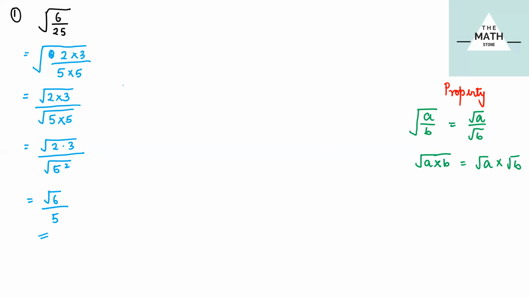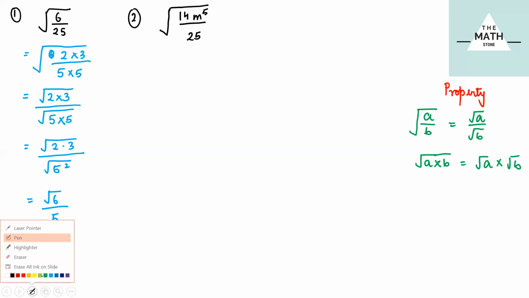Now, 6 over 25 was just a simple fraction. You did not have any variables. You can also have variables in the form of fractions as well, but the steps will remain the same. So let's say you have square root of 14 times m raised to 5 divided by 25. Let's see how we can do this. I would request you to pause it, try it, and then play the video.